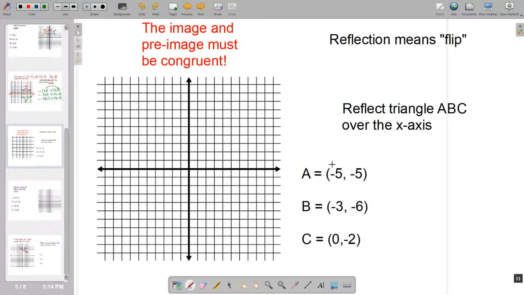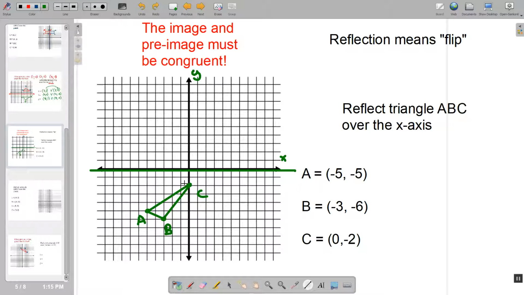So let's deal with the triangle ABC, and we're going to reflect it over the x-axis, remembering that our x-axis is here and our y-axis is here. When you are doing these examples, you are going to be dealing with the x and y-axis a lot. So -5, -5 gives us our A as right here. Our B is right here. And our C is right there. We have a very odd looking triangle, but it is a triangle.